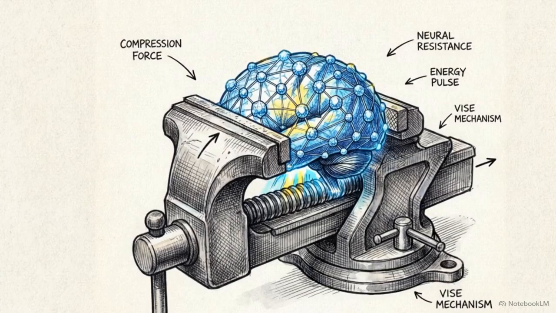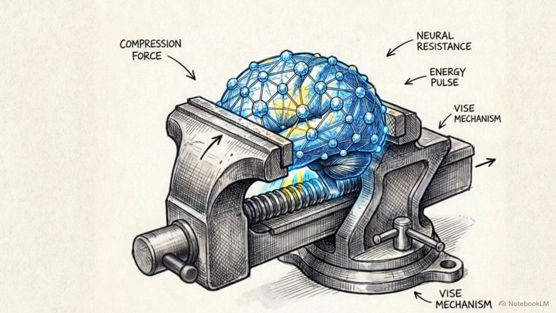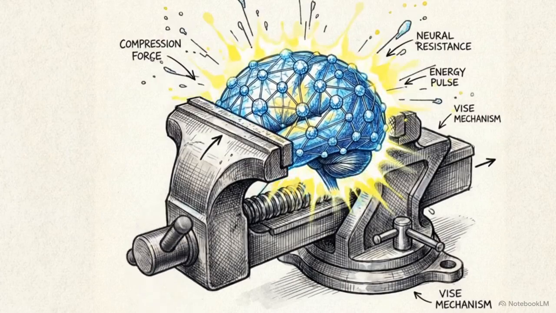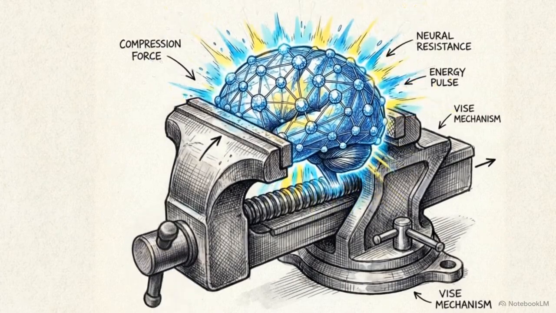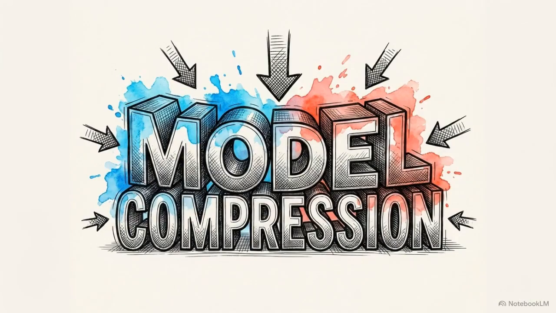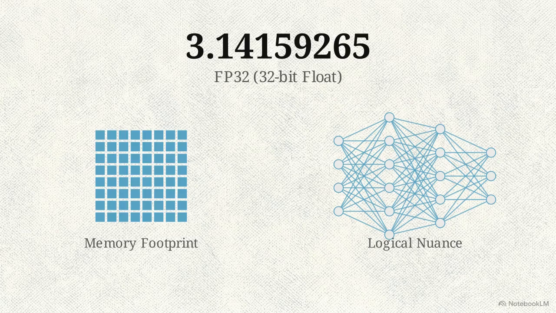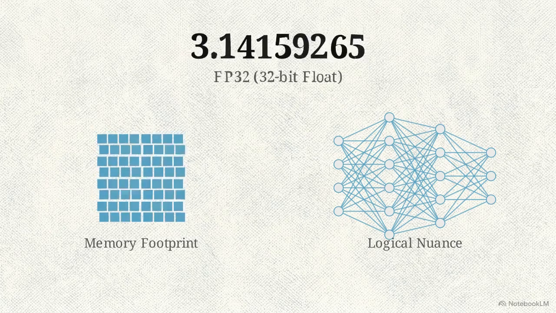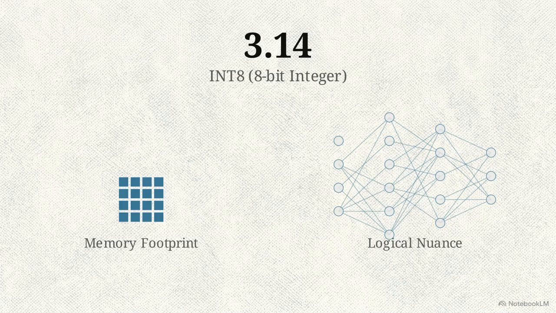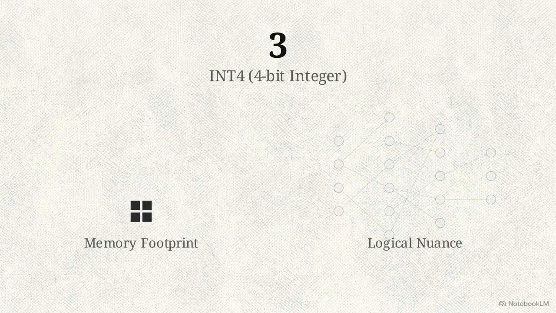Local AI adoption stops dead right here, unless we can somehow drastically compress these models without lobotomizing them in the process. The industry's answer to this bottleneck is a process called quantization. Truncating a precise 32-bit floating point number to an 8-bit, then 4-bit integer reduces the model's complexity. As values lose trailing decimals, the file shrinks. But there's a tax. Every removed bit strips away a fraction of the AI's nuance and logical reasoning.